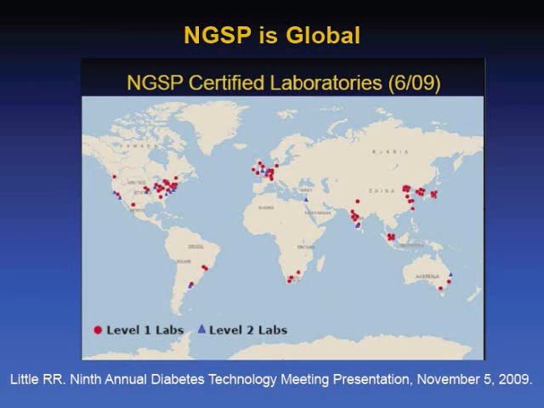The National Glycohemoglobin Standardization Program is global. As you can see in the map, there are 87 NGSP certified laboratories. There are 72 level 1 and 15 from level 2. 21 labs are from the United States and 66 laboratories are outside the United States.